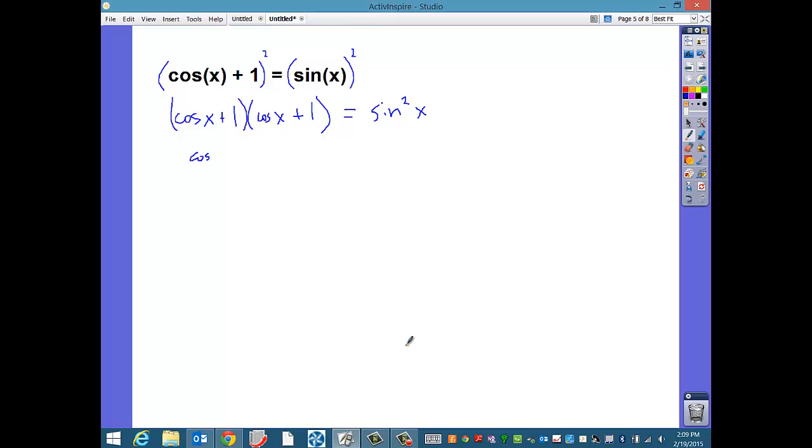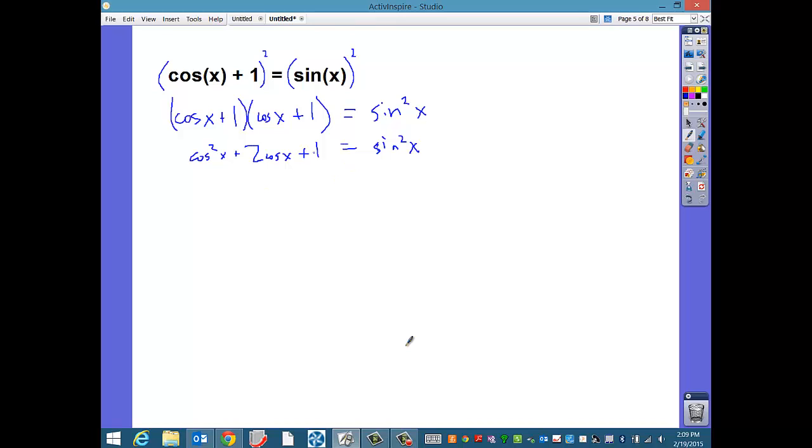So I get cosine squared x plus cosine x plus cosine x. So that's 2 cosine x. I'm not going to show every step because there's a lot to talk about here. Plus 1 times 1. Okay, and then bring down the other term.